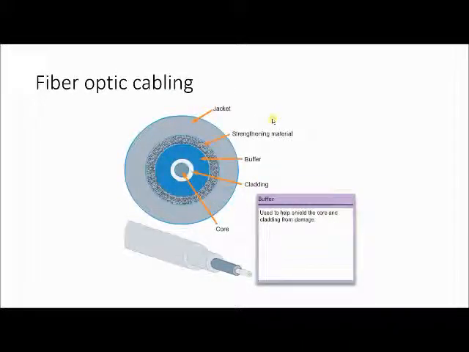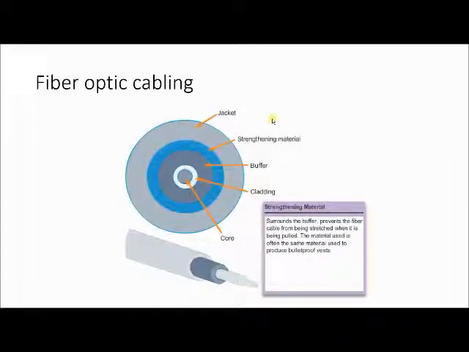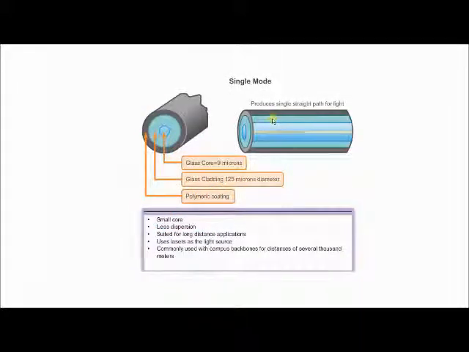Then there's the buffer that helps to shield the core and the cladding, preventing any damage. It has a strengthening material that surrounds the buffer, preventing the cable from being stretched when it is pulled. And there's also the jacket that is made from PVC and protects both the core and the cladding from scratches and moisture.